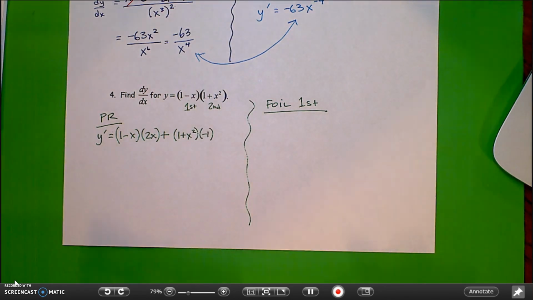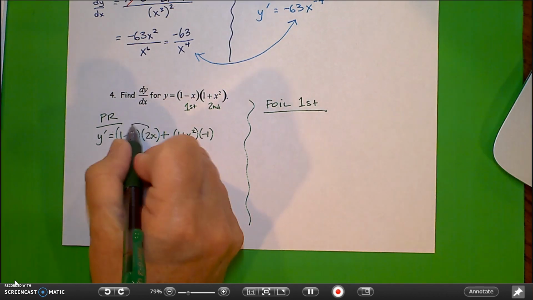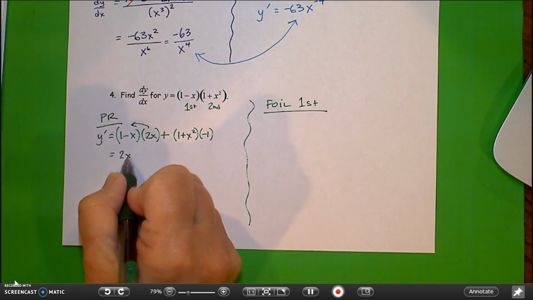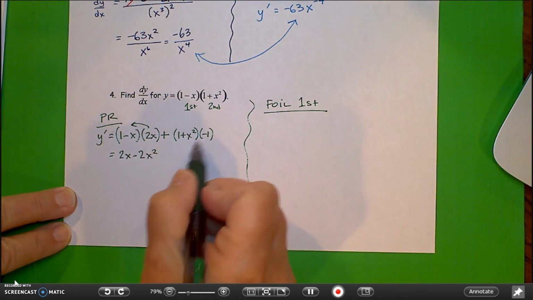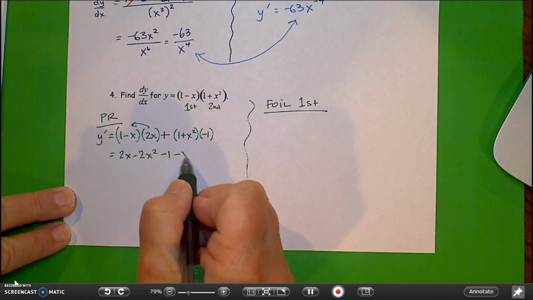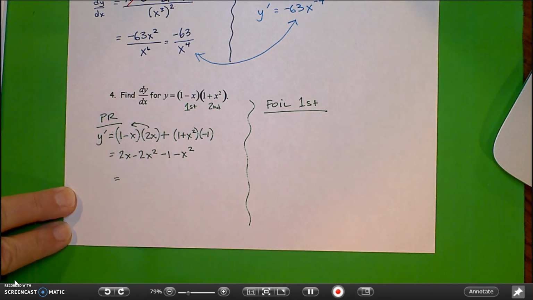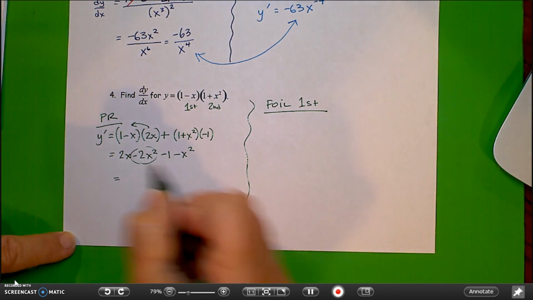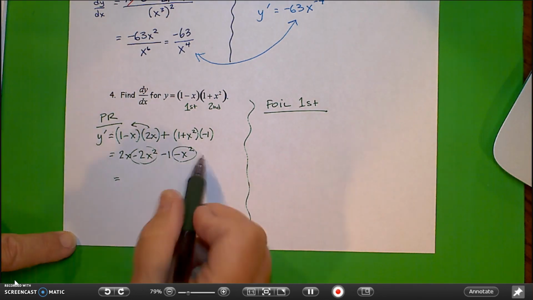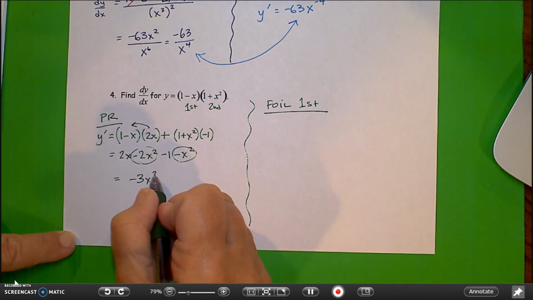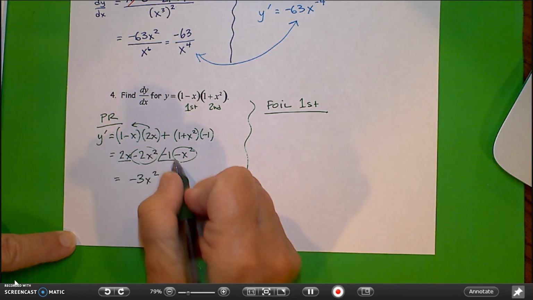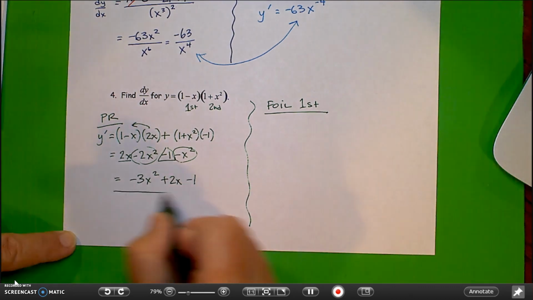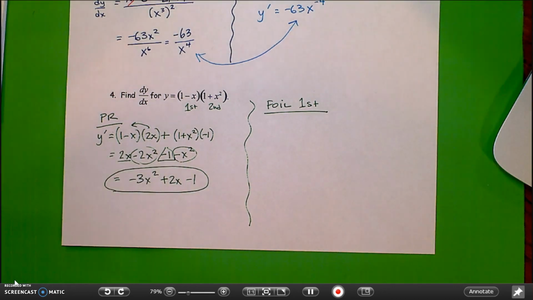And now we just need to clean it up. I'm going to distribute. So I get 2x minus 2x squared. Over here, if I distribute that negative 1, I get negative 1 minus x squared. And now it's a matter of combining like terms. Let's see, I got minus 2x squared and minus x squared, so minus 3x squared plus 2x and minus 1. There it is using the product rule. That wasn't too bad, actually.